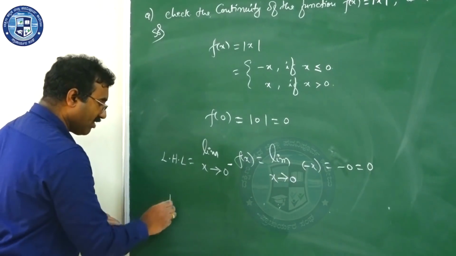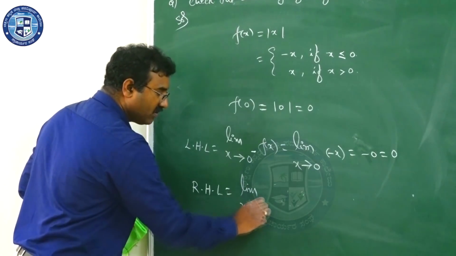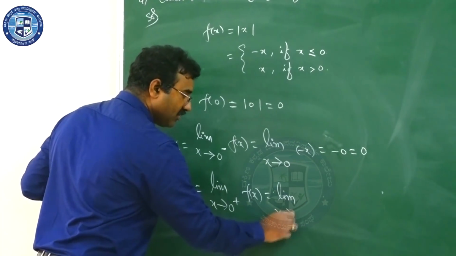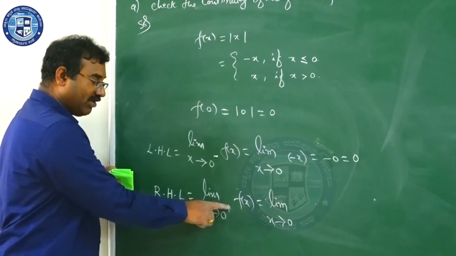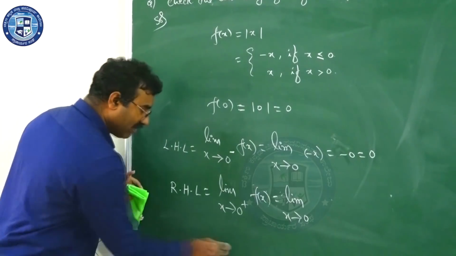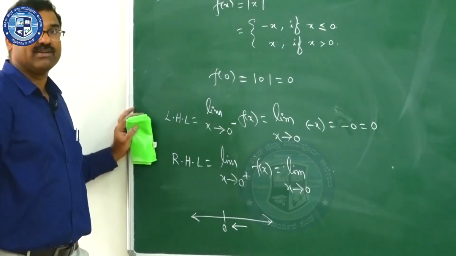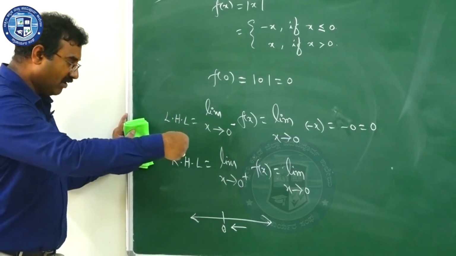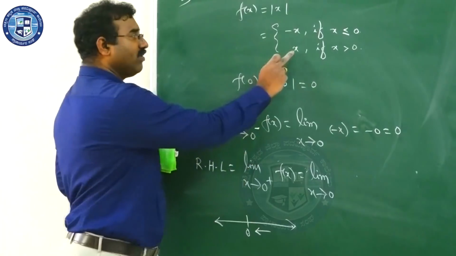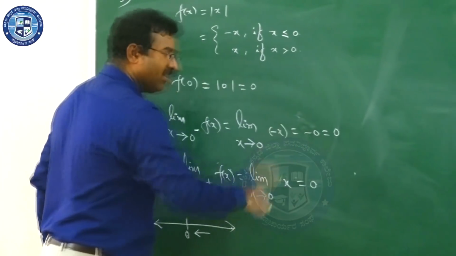And then the right hand limit also. Limit x tends to 0 plus f(x). 0 plus means you are approaching 0 from the right hand side. That means the values will be more than 0, right? When you are coming close to 0 from the right hand side, the x values will be more than 0. When x is more than 0, what function do I have to take? x I have to take. So, it will be 0.